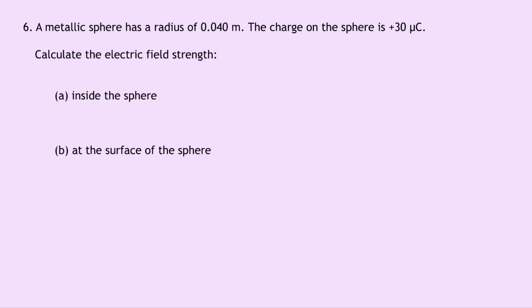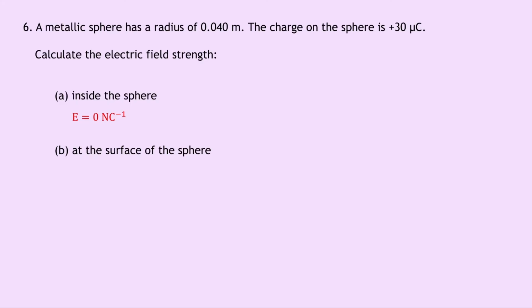Lastly, question 6 says that a metallic sphere has a radius of 0.04 metres. The charge on the sphere is plus 30 microcoulombs. Calculate the electric field strength A inside the sphere and B at the surface of the sphere. Well, inside the sphere, remember the electric field strength E is equal to 0 newtons per coulomb.